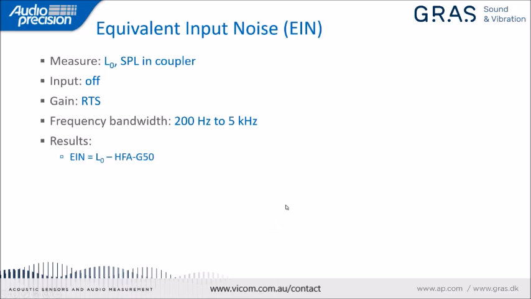Another metric is the equivalent input noise. So here, the input signal to the hearing aid is off. The gain is set to the reference test setting. The frequency bandwidth of the measurement is from 200 Hertz to 5 kilohertz. And first we measure L0. That's the sound pressure level in the coupler, basically the noise level in the coupler with no input. And we calculate the equivalent input noise as L0 minus the HFA gain at 50 dBSPL.